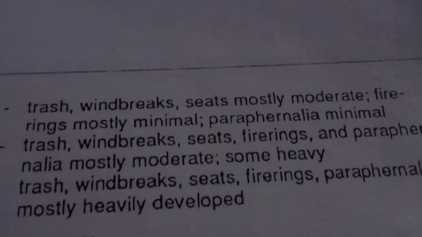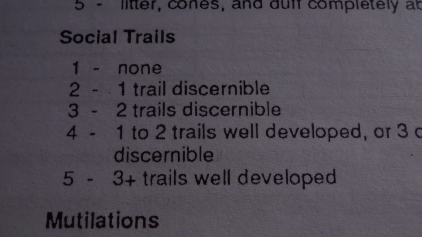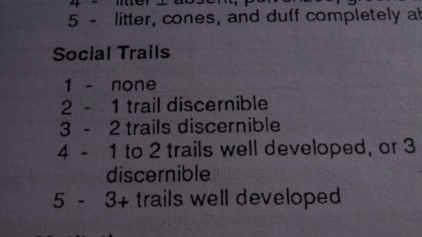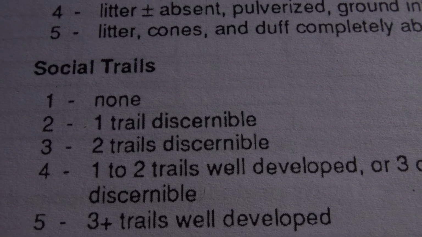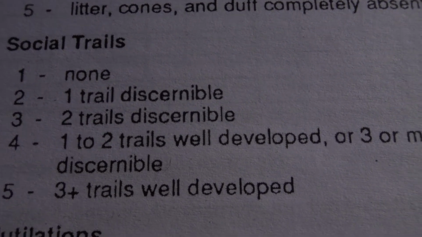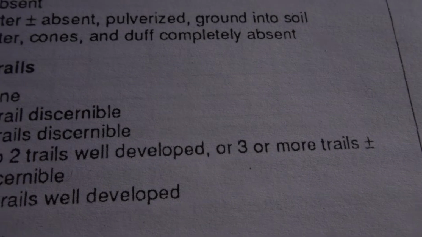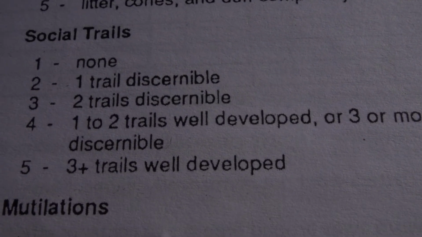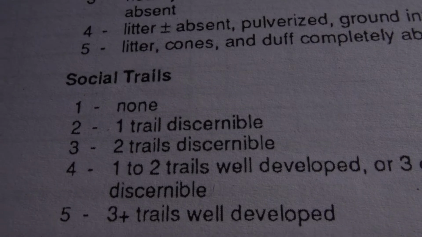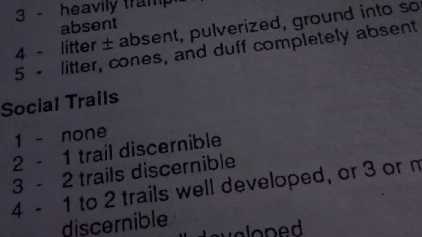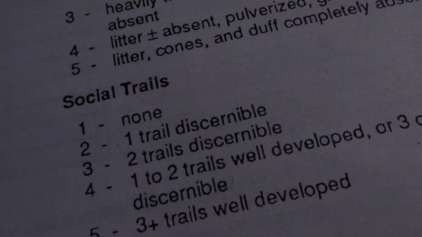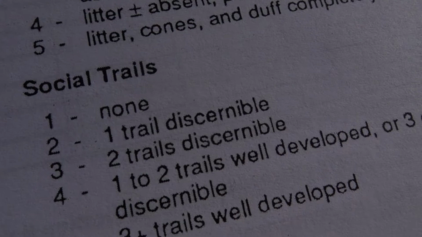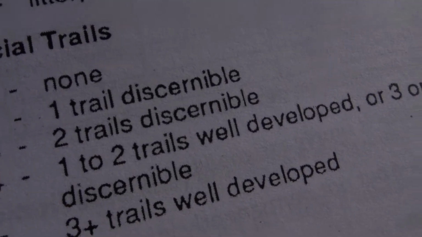Social trails. So let's take a look at what they're looking for. 1 is none, not having any. 2: trails discernible. 3: 1 to 2 trails well developed. 4: 3 or more trails more or less discernible. 5: 3+ trails developed. So social trails, these are not the trails that the Forest Service put in. These are ones that have just been created by users for use. And I'd say we have two trails that are discernible. They're not well developed, so let's just go take a look at those.